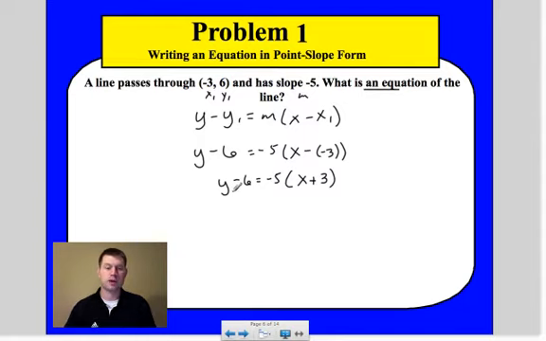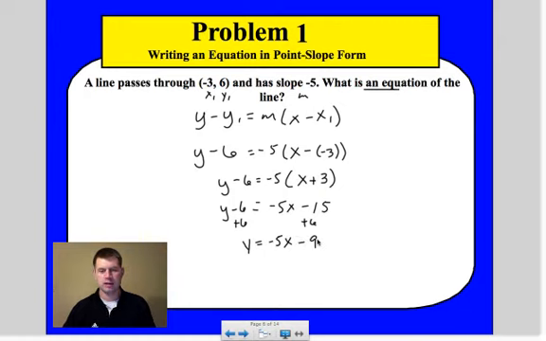Now if they said for slope-intercept form, all we have to do is distribute the -5, so we get -5x minus 15, because it's going to be -5 times x, -5 times 3, and we get y minus 6. We're going to add 6 to both sides, and we'll get y equals -5x, and -15 plus 6 is going to give us a -9. So there would be our equation in slope-intercept form. So again, here's an equation in just any form, and then here would be in slope-intercept. It depends on what the question is. For right now, we'll go ahead and say this is our answer.